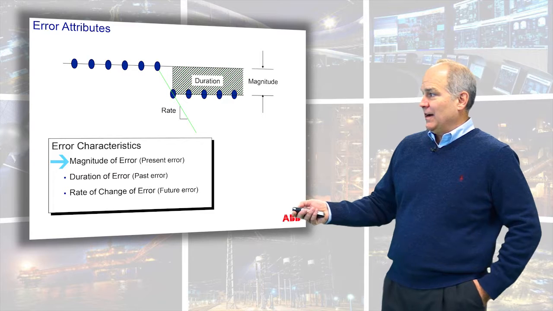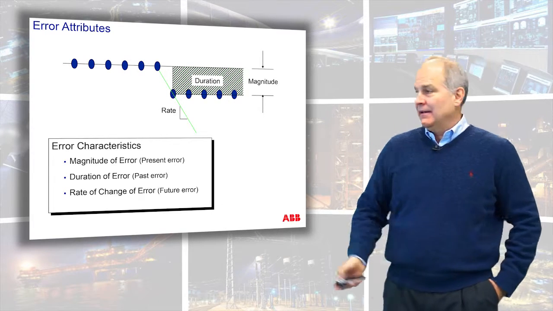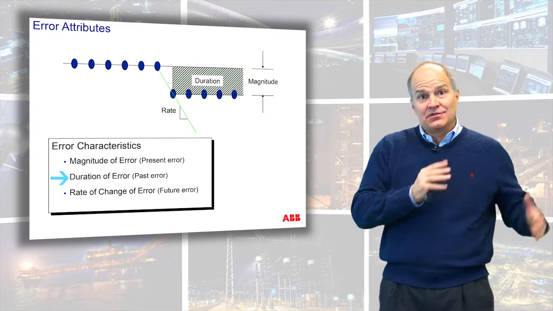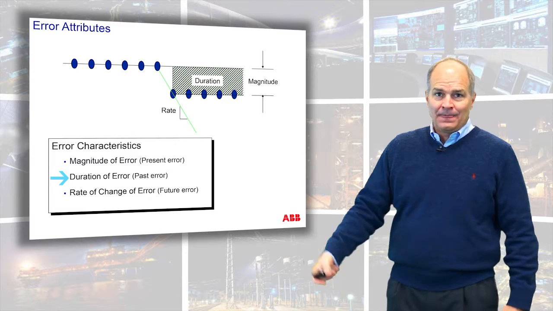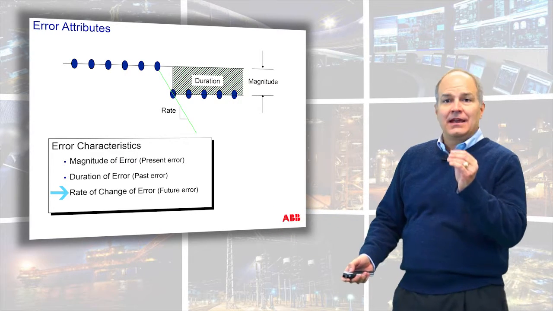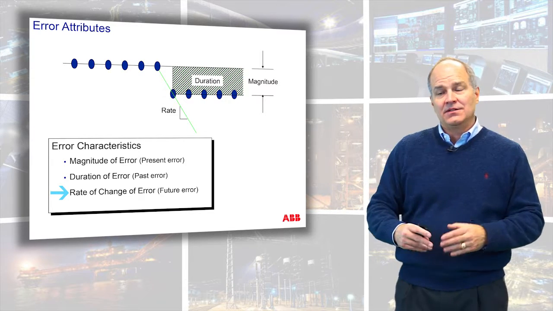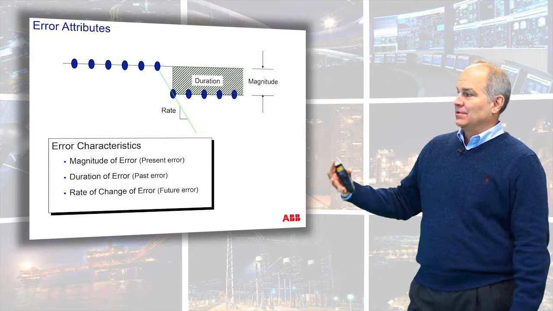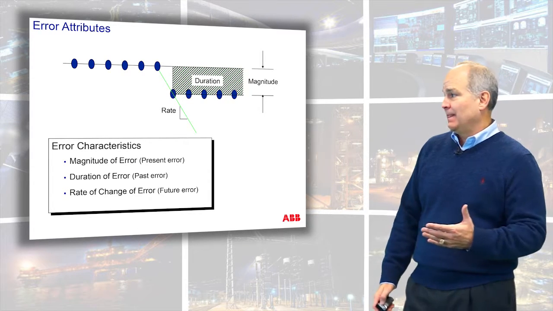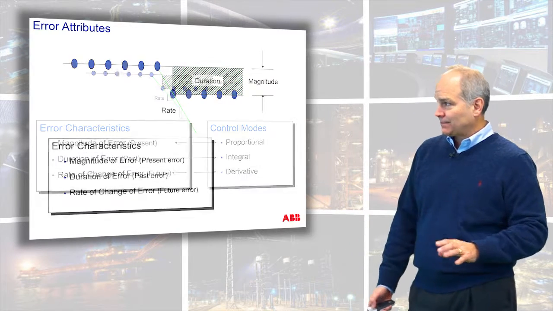and it really defines the present error, the now error, what's going on right now. Then we have the duration of the error, which gives us an insight into the history or past error. And then rate of change is an indicator of the future. Where's this error going? It's a rate of change. So those are the three attributes of any measurement or control system. That's important, and we're going to play off of that throughout the remainder of this talk.